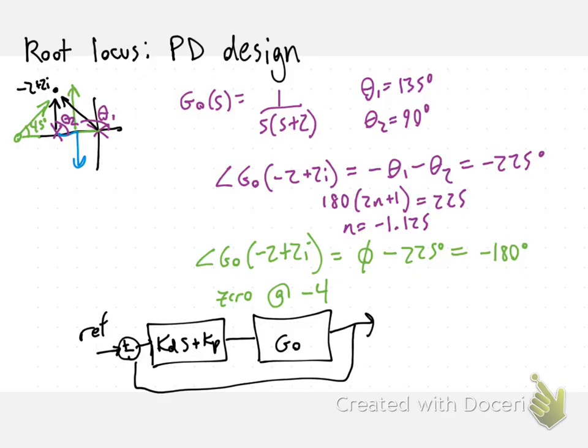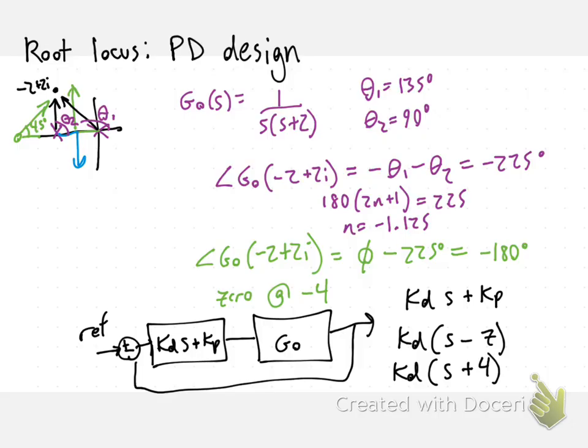And for this, we would need to find both the value of our KD and our KP. We've now added a derivative. We've added a 0. And instead of writing our controller as KD s plus KP, we're going to write it in terms of KD(s minus our 0). So in this example, we have a 0 at negative 4, so we can say that our controller is going to be KD(s plus 4), because that'd be s minus negative 4.